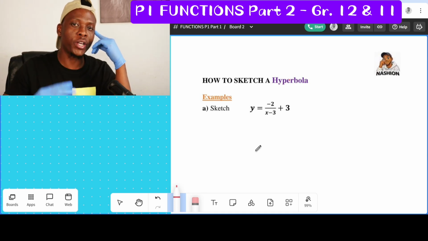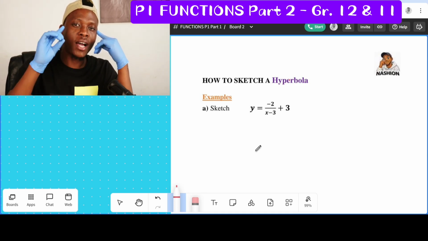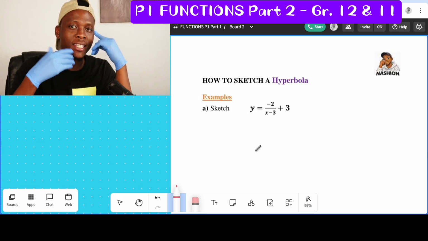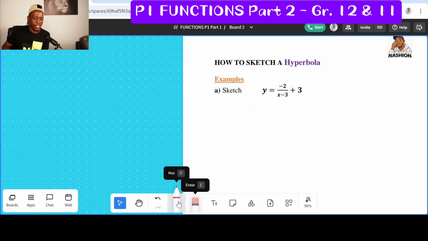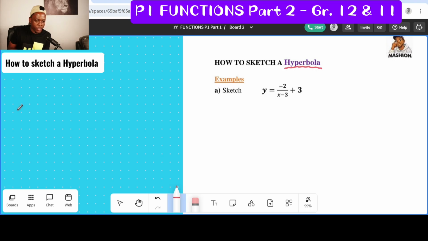I am Nation. In this video, we're going to be covering sketching a hyperbola and sketching an exponential function. The next graph we are sketching is a hyperbola. Let's follow these 3 simple steps. So how to sketch a hyperbola?